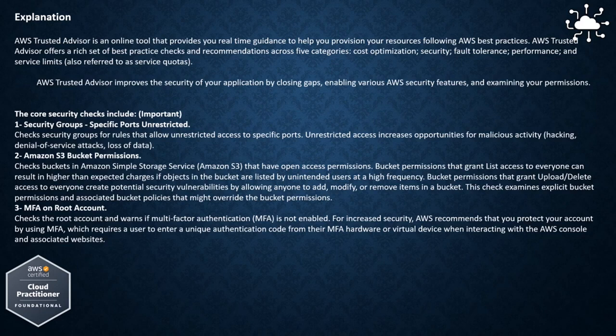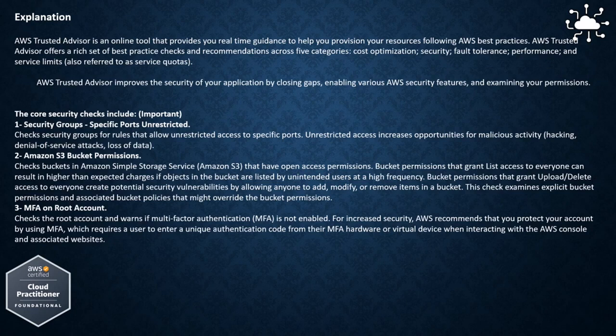2. Amazon S3 bucket permissions. Checks buckets in Amazon Simple Storage Service, Amazon S3, that have open access permissions. Bucket permissions that grant list access to everyone can result in higher than expected charges if objects in the bucket are listed by unintended users at a high frequency. Bucket permissions that grant upload/delete access to everyone create potential security vulnerabilities by allowing anyone to add, modify, or remove items in a bucket. This check examines explicit bucket permissions and associated bucket policies that might override the bucket permissions.